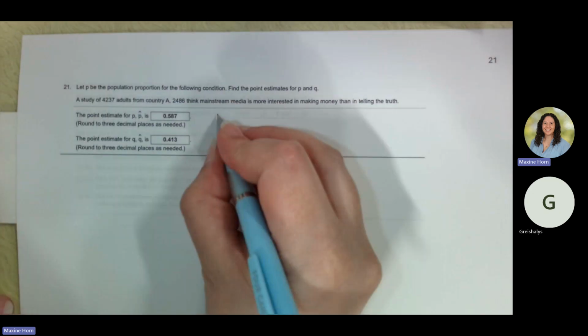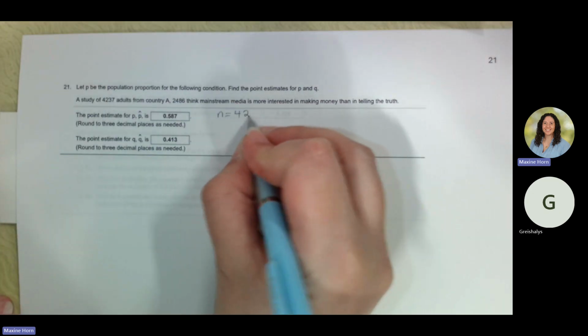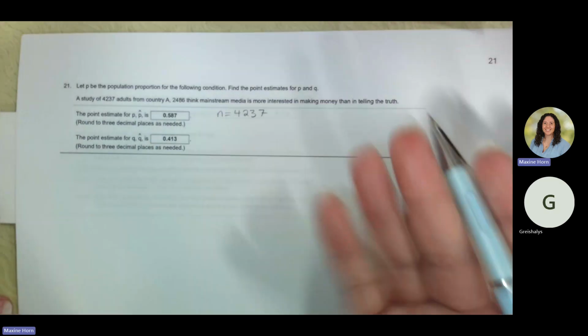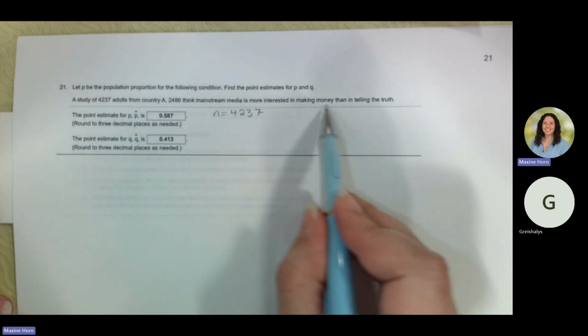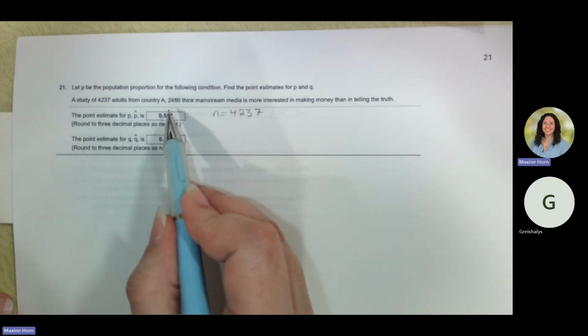Okay, let p be the population proportion for the following condition. Find the point estimate for p and q. Okay, a study of 4,237 adults from country A. They're just labeling it as country A. In a study of this many, they think that mainstream media is more interested in making money than in telling the truth. I'm not allowed to comment on these things.